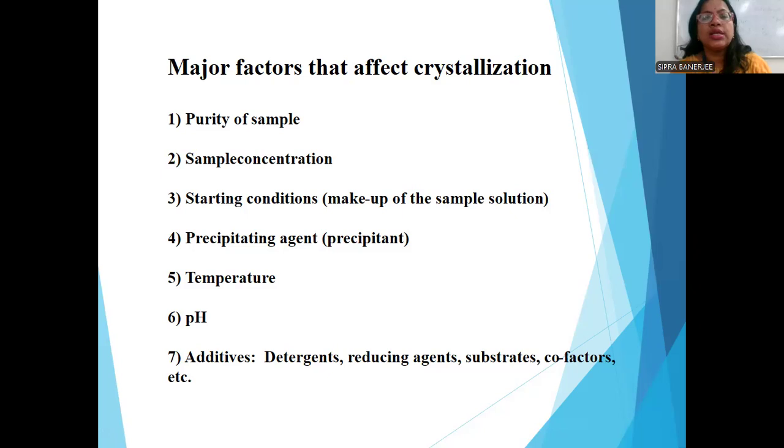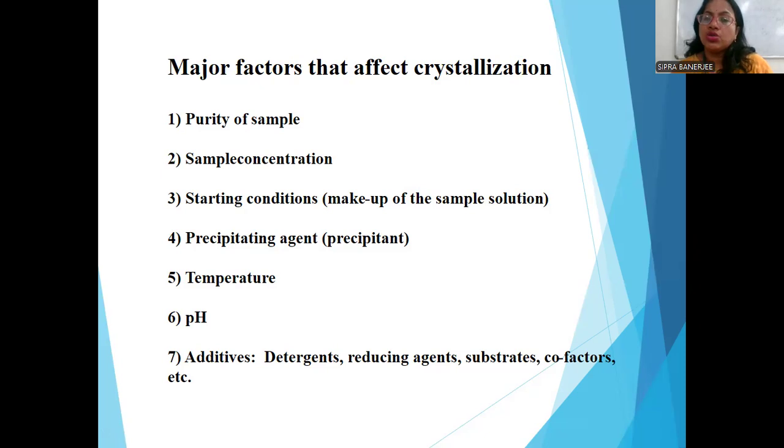Then starting condition. Suppose you are taking the sample in a cold condition, then the solubilization has not been done properly. As a result, crystallization will not be done. So there should be an optimum starting condition, like temperature, viscosity, and solubility; everything should be maintained. Precipitating agent, precipitant: if some precipitating agent is added there, then there will be a problem for supersaturation or crystallization. That's why you have to remove the precipitant.